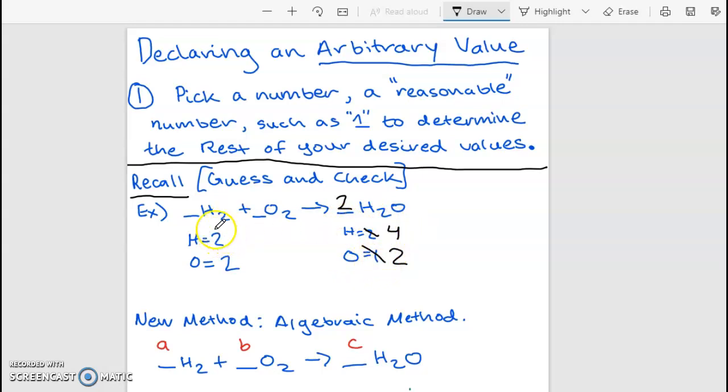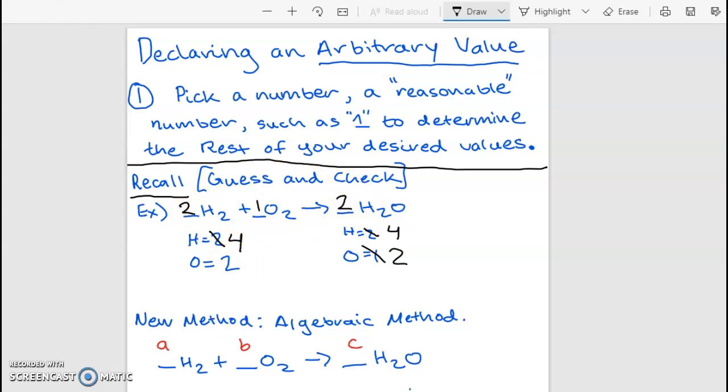So what we do on this side is we say, okay, I need to accommodate for that change, so I multiply by 2 here, and we get a 4. Ta-da, they're all perfect. So the coefficients are 2, 1, 2. And look at how these are integers. These are whole numbers. So keep that in mind. Whole numbers for the coefficients.